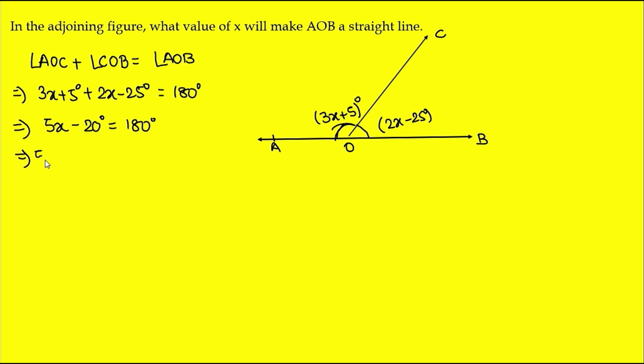So this is 5x. Shift 20 degree to the right hand side, 180 degree plus 20 degree. So this gives you 5x equal to 200 degree. So x gives you 40 degree. Okay, so the value of x is 40 degree.